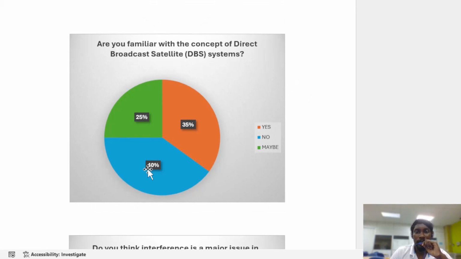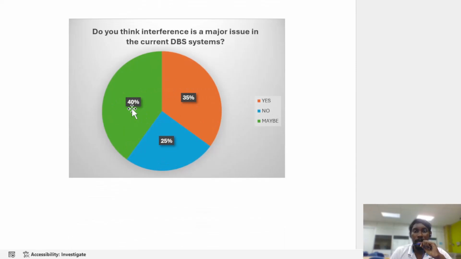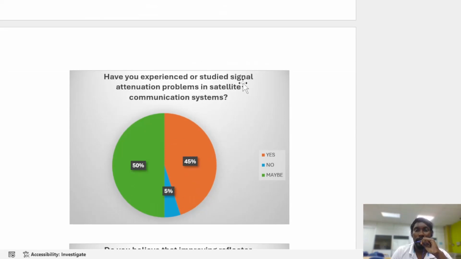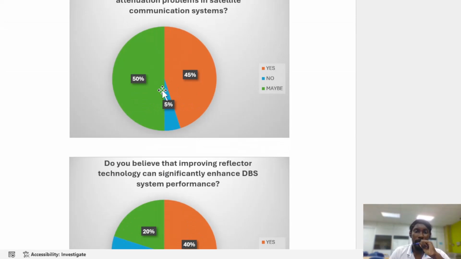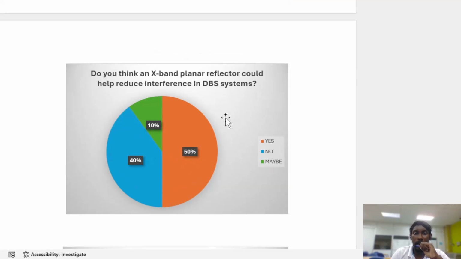Many students say no. The second question, do you think interference is a major issue in the current DBS system? The majority answers maybe. Have you experienced or studied signal attenuation problems in satellite communication systems? Many of them said maybe. Do you believe that improving reflector technology can significantly enhance DBS system performance? Many say yes, and there is also a tally for no. Do you think an expand planar reflector could help reduce interference in DBS systems?